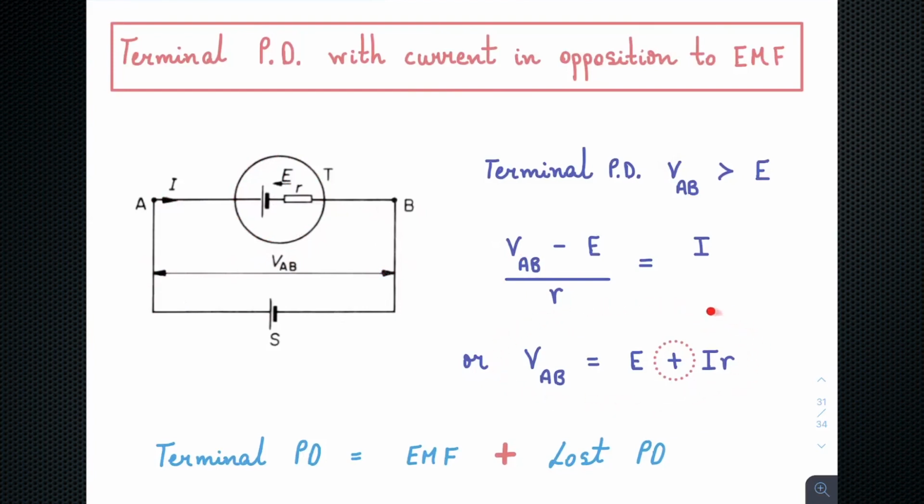Now, in other words, if we look carefully at the result we've got here, we are saying that the terminal PD of battery T is equal to its EMF plus, this time we've got a plus, the lost PD across T. So this contrasts with what we said earlier on, where the terminal PD was equal to the EMF less, so minus the lost volts, in the case where we had a battery that maintains a current in the same direction as the EMF.